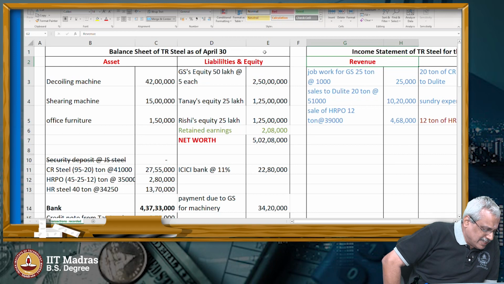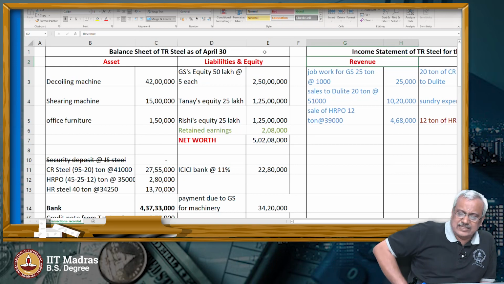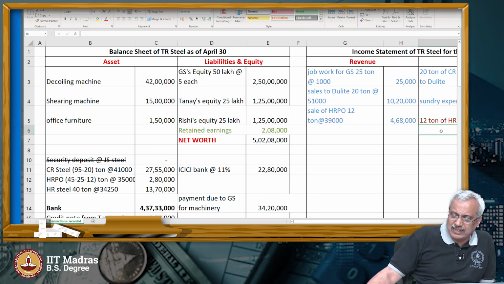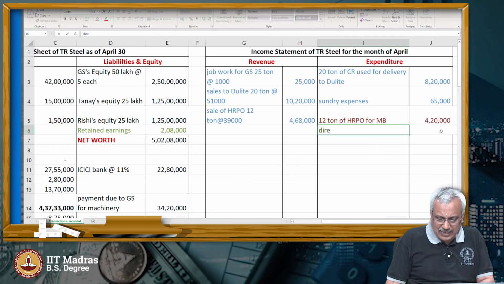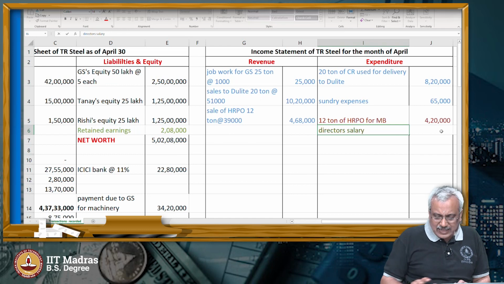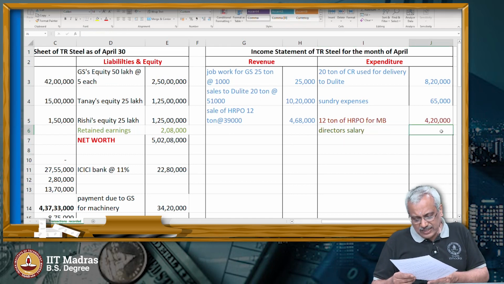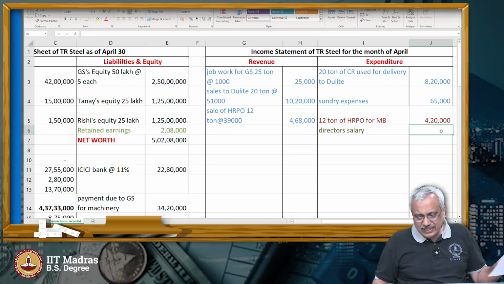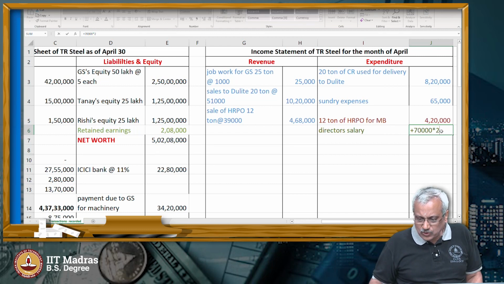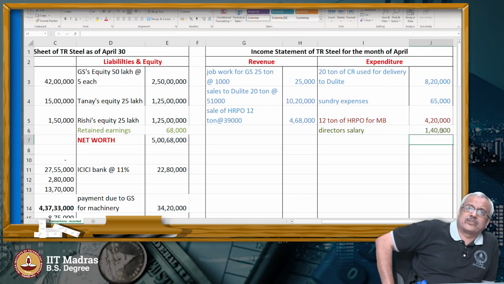April salaries were credited to employees and directors. First let us say, moment all these salaries, expenditure, director salary. What are the director salary? Go back to the statement number 1 on April 1st. It says the director salary amounted to about 70,000 each. So 70,000 rupees each, 70,000 into 2 fellows, so 140,000.